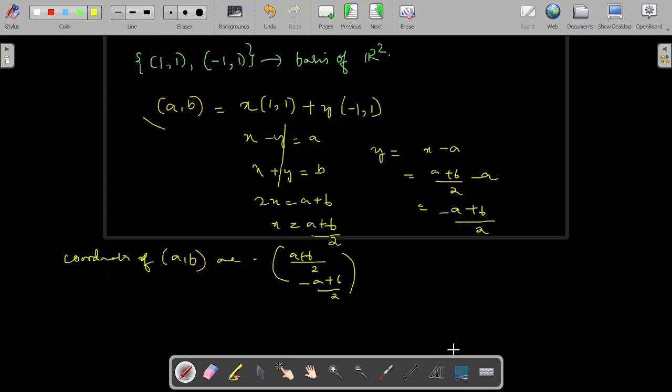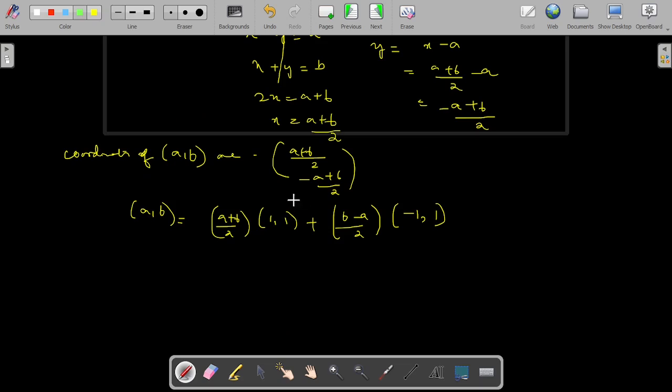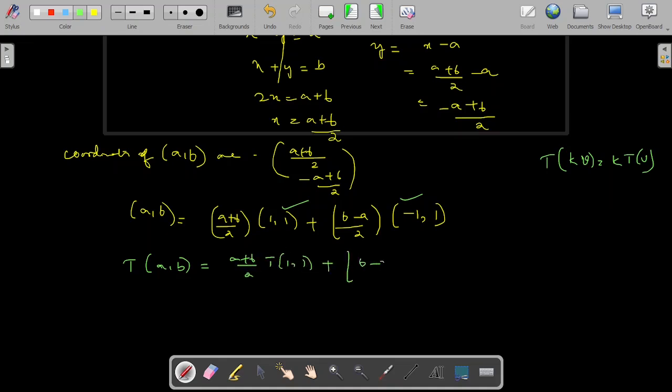Okay. Now that means (a, b) is (a plus b) by 2 times (1, 1) plus (b minus a) by 2 times (-1, 1). This is how to write (a, b) as a linear combination of these basis vectors. Now apply T on both sides. It is a linear transformation. As T is a linear transformation, you know that T of k times v is k times T of v. So this is a constant. Now (a plus b) by 2 times T of (1, 1) plus (b minus a) by 2 times T of (-1, 1).